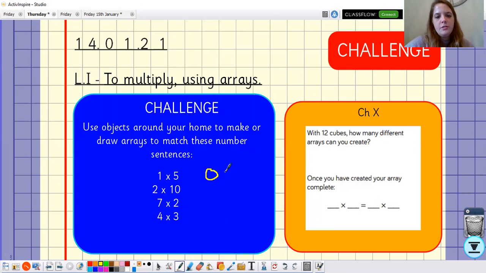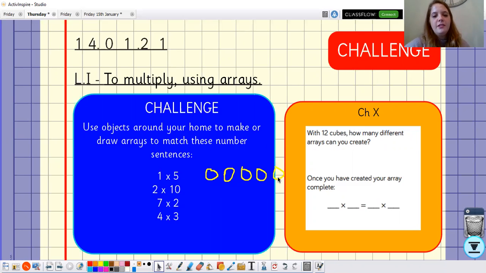1, 2, 3, 4, 5. Now, I'm sure your array looks much neater than mine. It's a little bit tricky to do on the computer. So I can see my one group of 5 there, but I've also got 5 groups of 1. This is one group of 1, 2 groups of 1. Okay, so that would be an array.